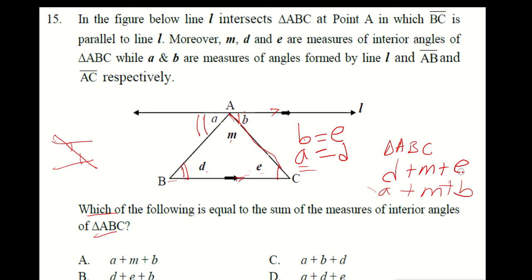In the choices, we will search whether this one is found or this one. A plus M plus B, it's found here in choice A. So the answer necessarily will be A. Try to interconnect. It's not because the question is long that you have to be scared or react. Just try to apply what you know.